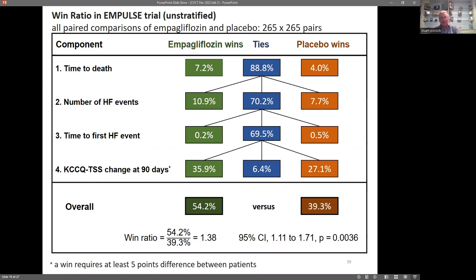You add all that up and you get an overall percentage of wins on EMPA, percentage of wins on placebo. You could have done it as number, but I've done it as percentages here. And you can see the win ratio was 1.38. And the p-value was 0.003 as a result.